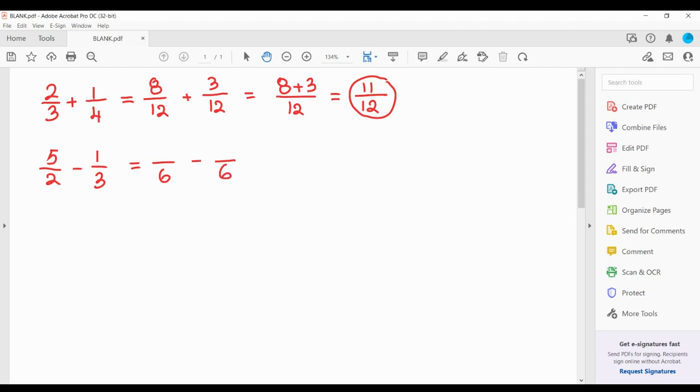For the first fraction, the denominator is 2, so I'm going to go ahead and multiply by 3. 2 times 3 is 6. We do the same thing to the numerator, so we multiply by 3, and 5 times 3 is 15. Now go to the second fraction. We have 3 at the denominator, so we want to get it to 6. So 3 times 2 equals 6. We do the same thing to the numerator. We multiply by 2, so 1 times 2 is 2.